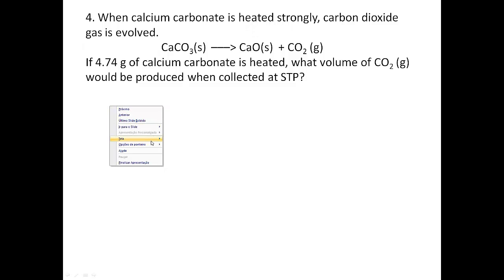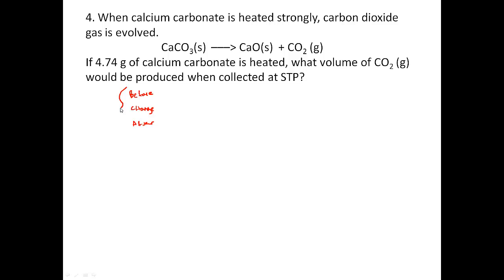Moving on to stoichiometry problems. Here we've got a reaction. Looks like we're heating up calcium carbonate. The question is, if we have 4.74 grams of calcium carbonate, what is the volume of CO2 we're going to produce? Well, let's go ahead and do our BCA table. Remember, BCA is before, change, and after. And this will help us figure out where we're going here.